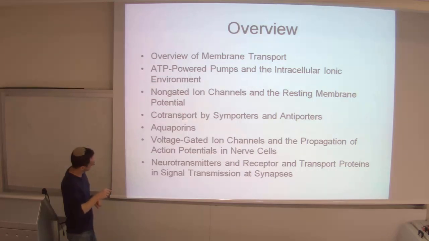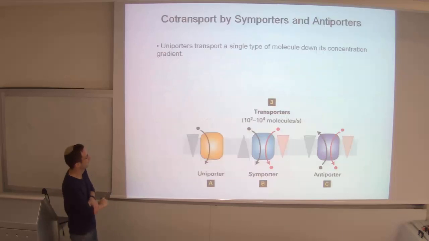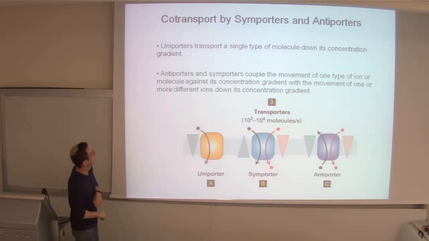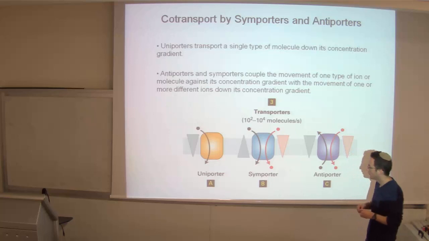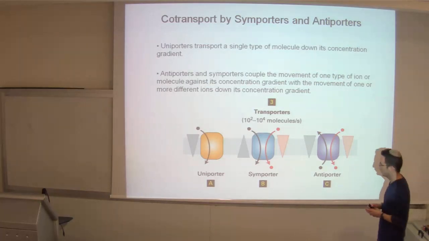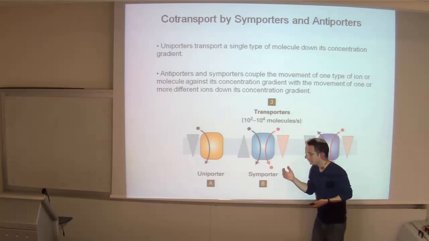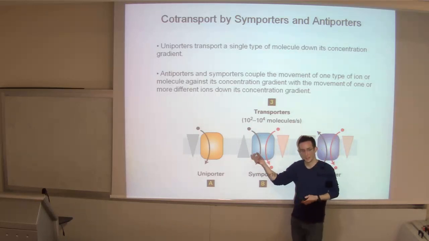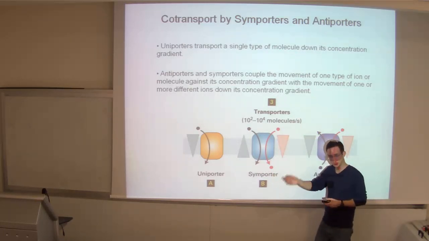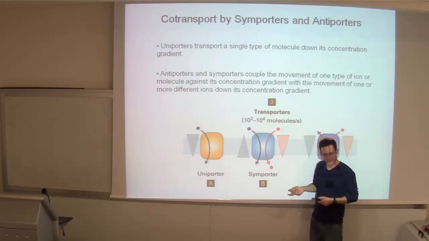Let's start with co-transporters that are either symporters or antiporters. Some transport molecules can transport single molecules, and some of them transport 2 molecules, and always use the energy stored in the downhill movement of one ion, downhill in its concentration gradient, coupled to the movement of another ion up its concentration gradient.